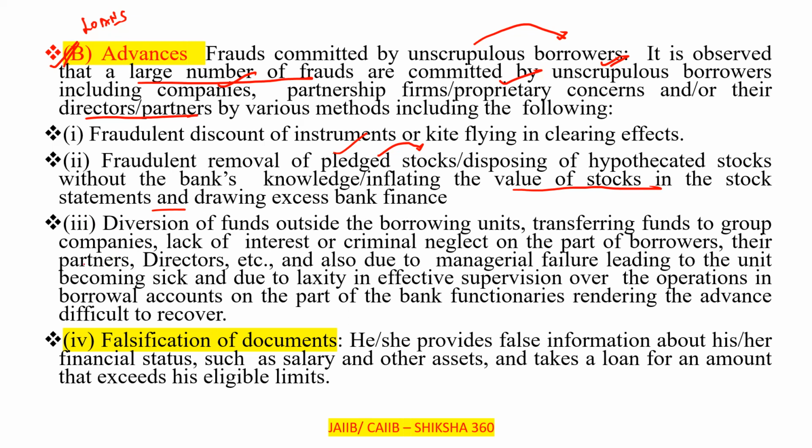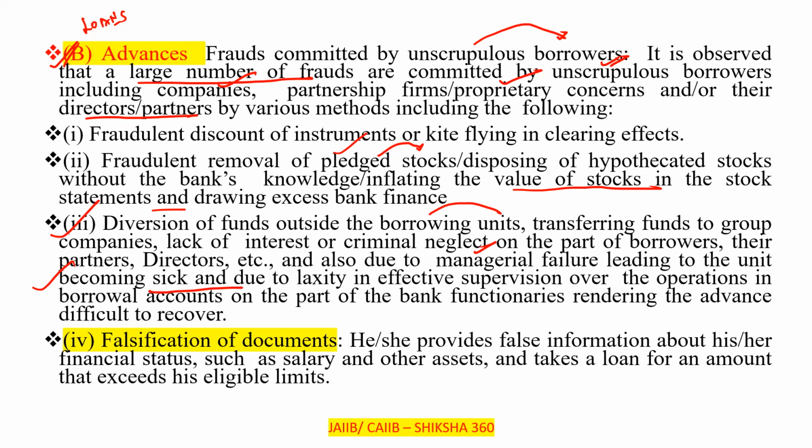Third one, diversion of funds outside the borrowing units, transferring funds to group companies, lack of interest or criminal neglect on the part of the borrowers, their partners, directors, etc. In simple language, we are taking a loan for one purpose and utilizing those funds for another. Also, managerial failure leading to the unit becoming sick, and laxity or ineffective supervision over the operations in borrowal accounts on the part of the bank functionaries, rendering the advance difficult to recover.